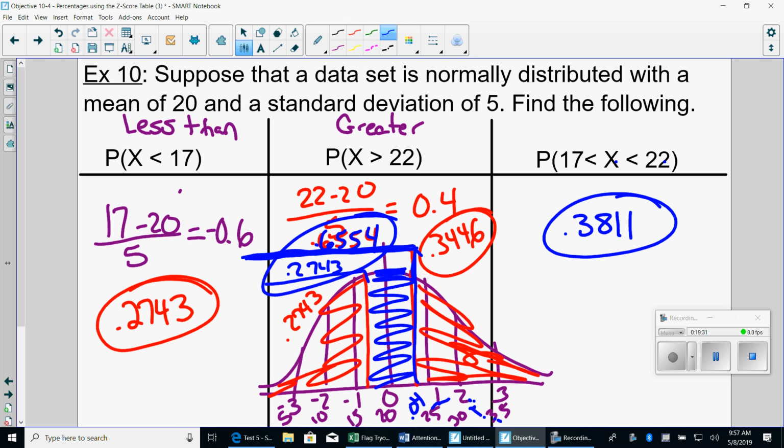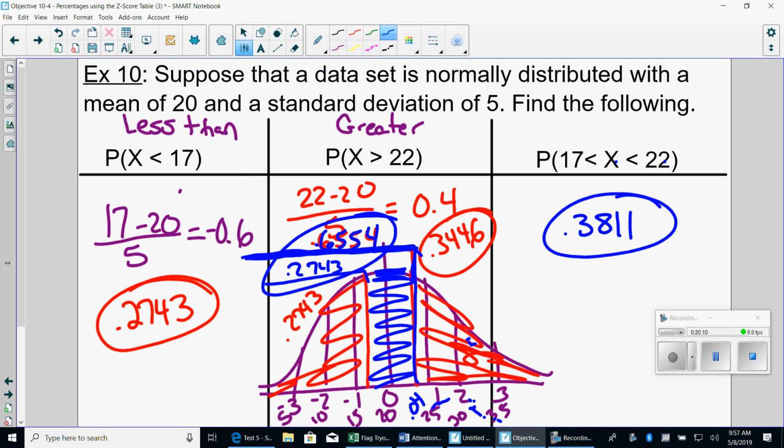The only reason I had this point, how many took the 0.3446 and subtracted it accidentally? Okay, that's only if you wanted that side of it. This was a completely separate problem using the same numbers. That was for the second one. You don't do anything with it. That was just the answer to the second one. That was on this side of it.